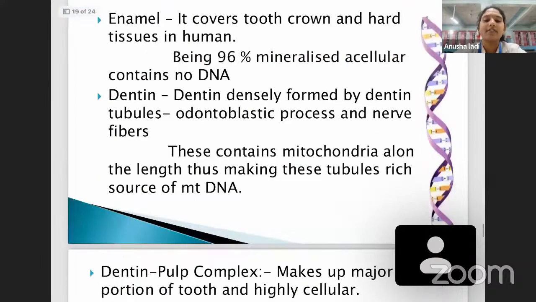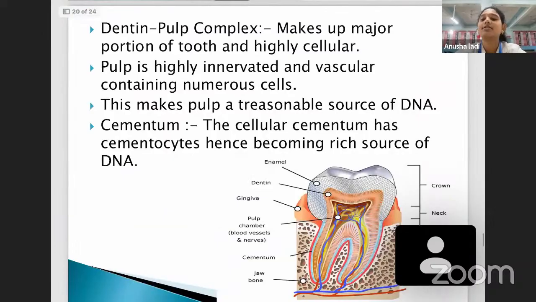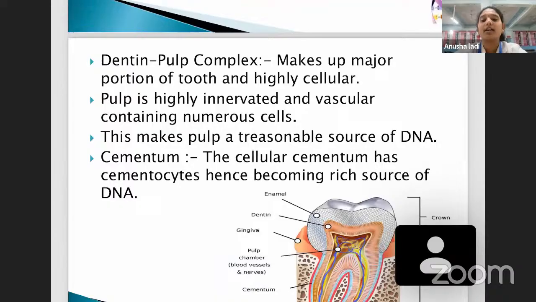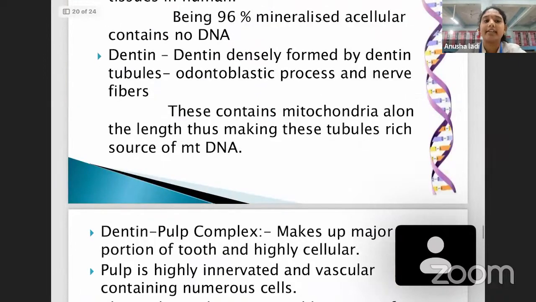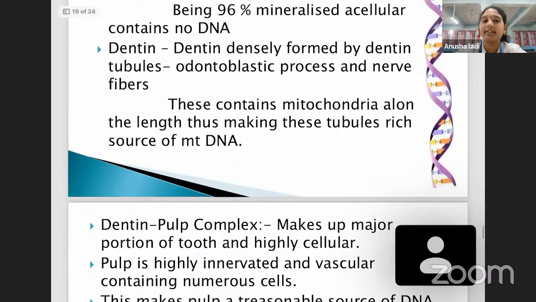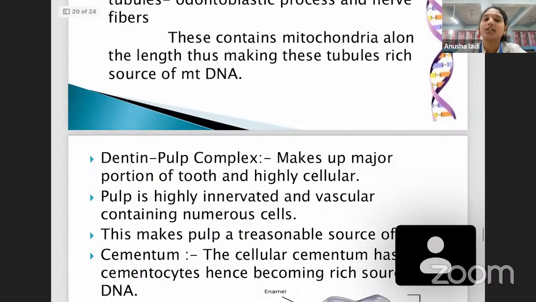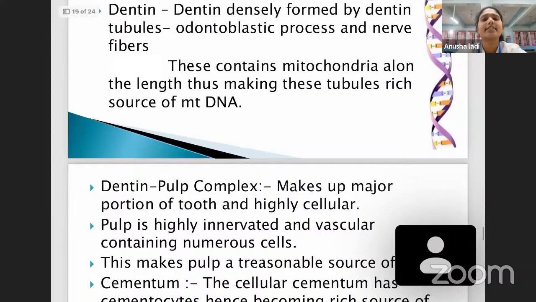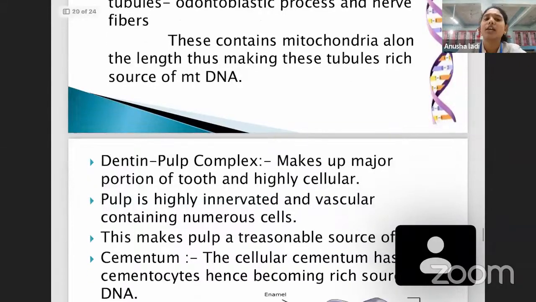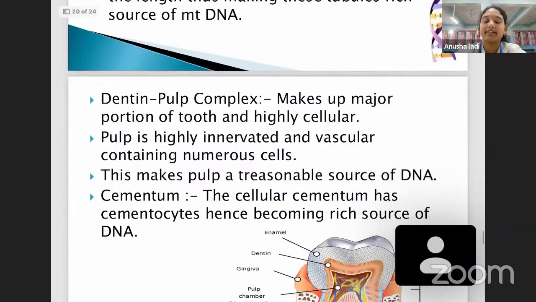Firstly, enamel, which is the hardest substance which covers the tooth. It is acellular. It is 96% mineralized, so it contains no DNA. Then dentine. Dentine is densely formed by the dentinal tubules. It contains odontoblastic process and nerve fibers. This contains the mitochondria along the length, so it makes the major source of mitochondrial DNA.